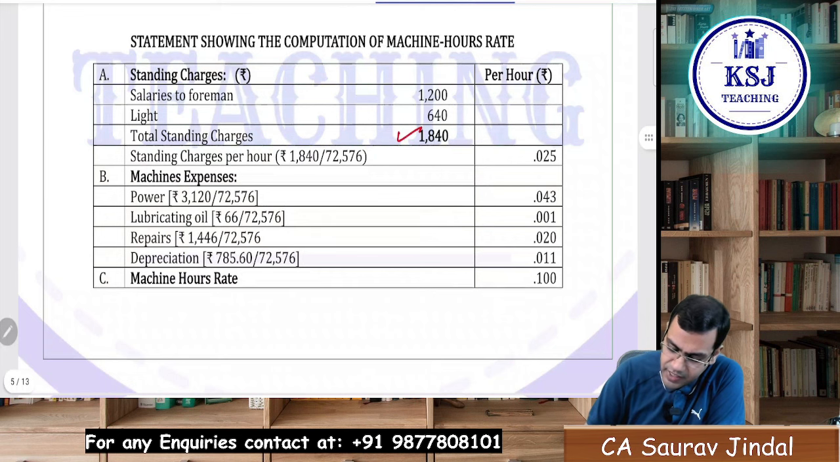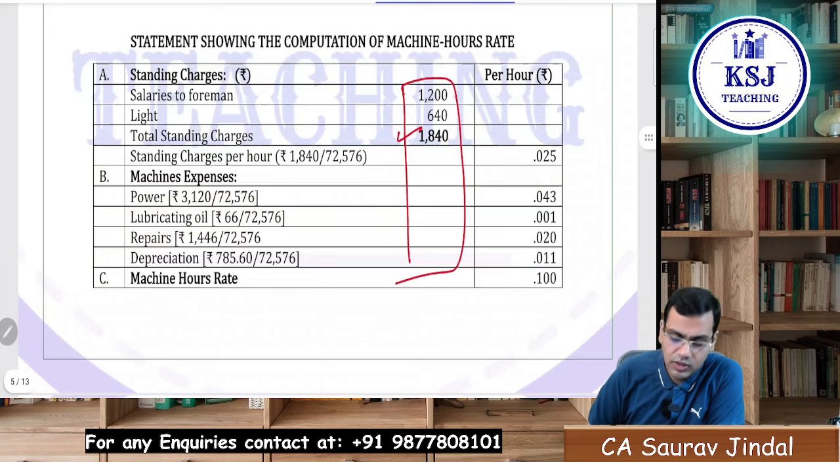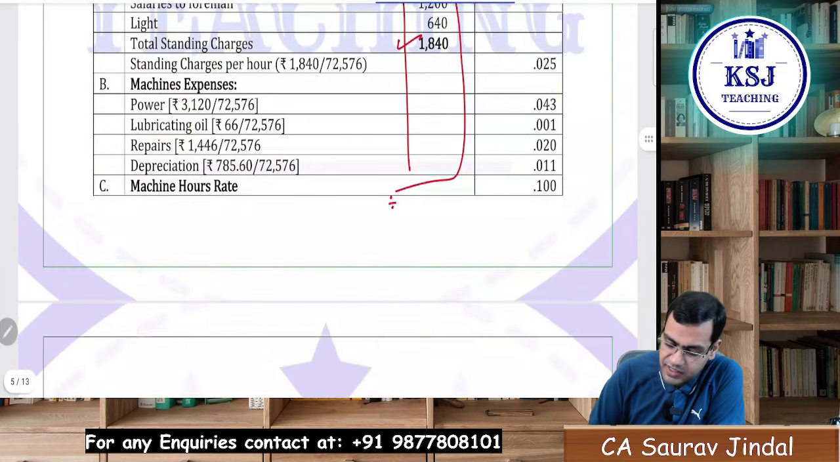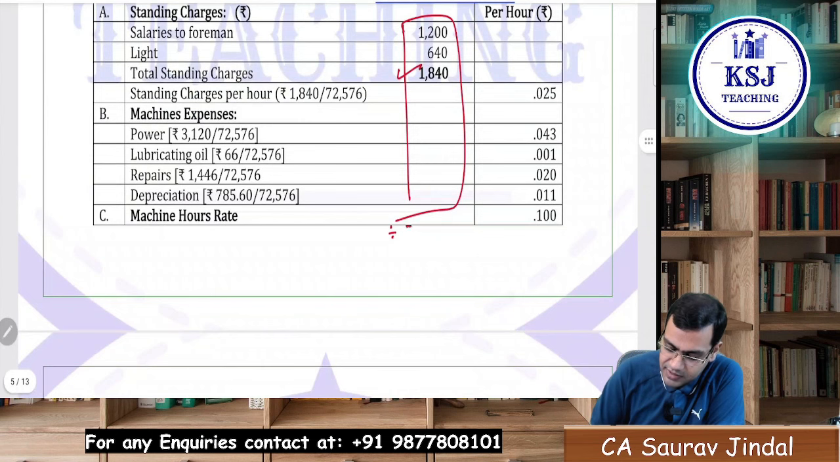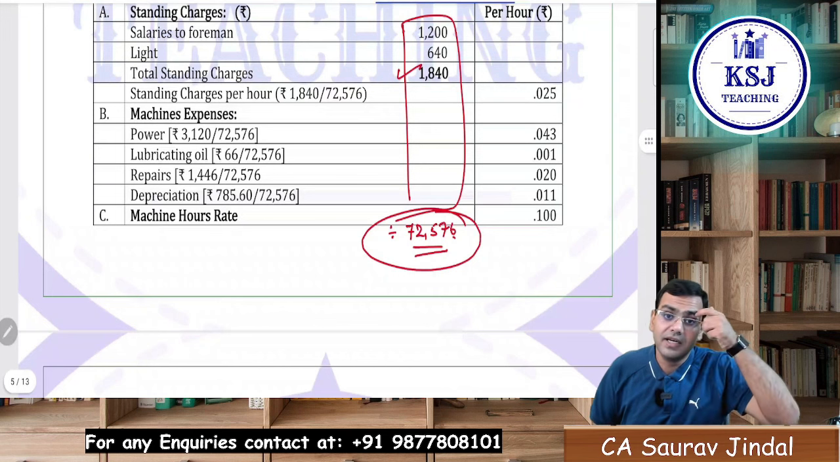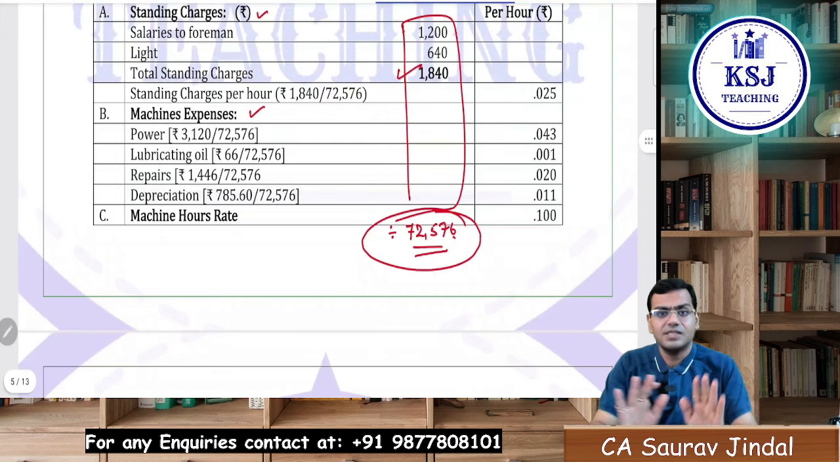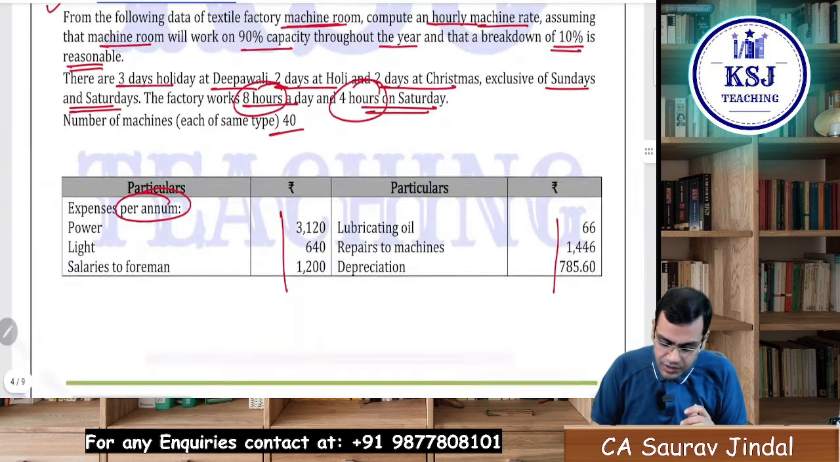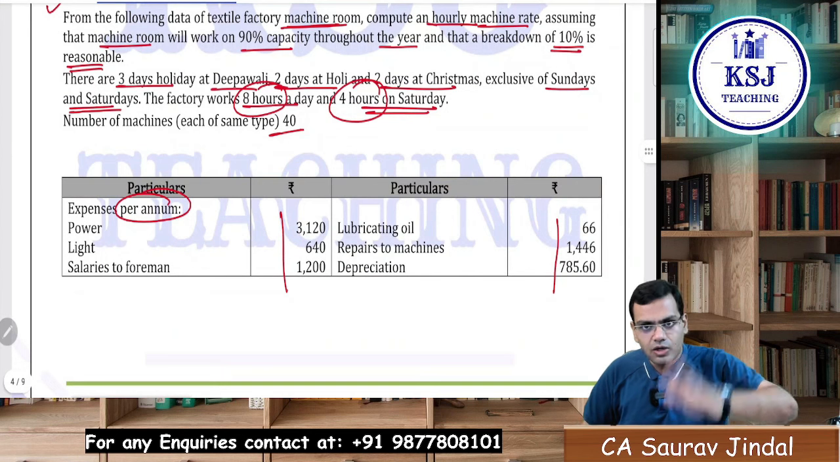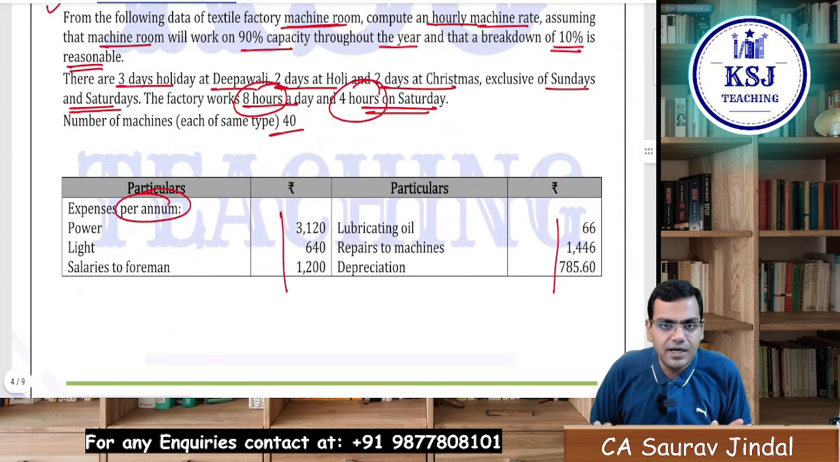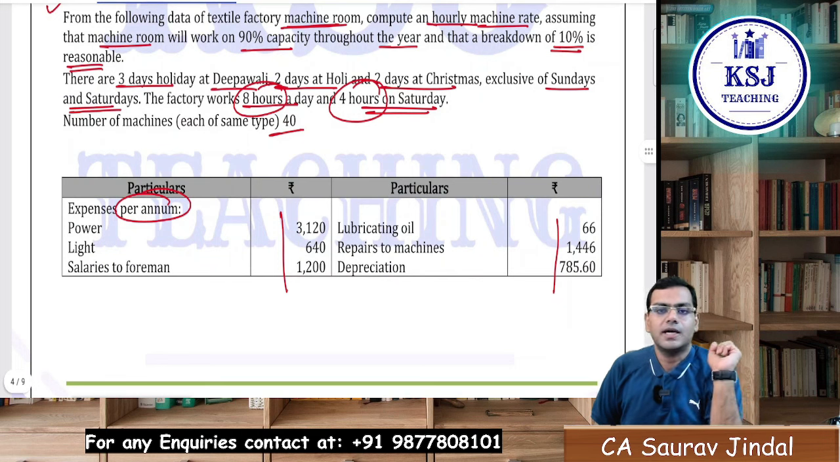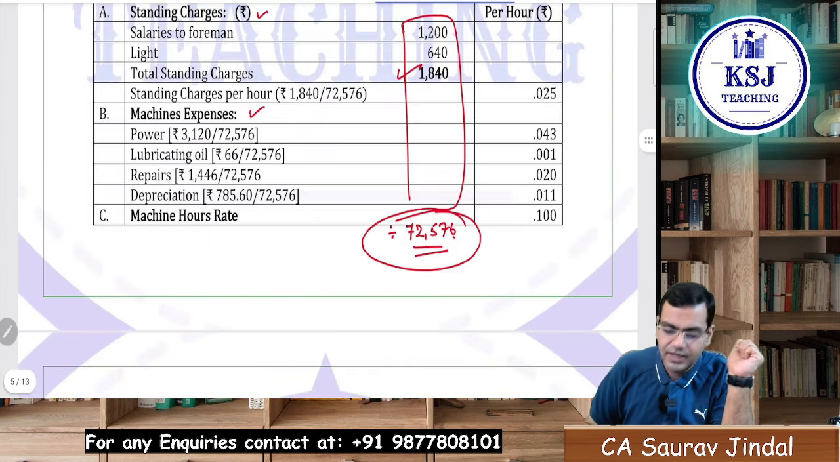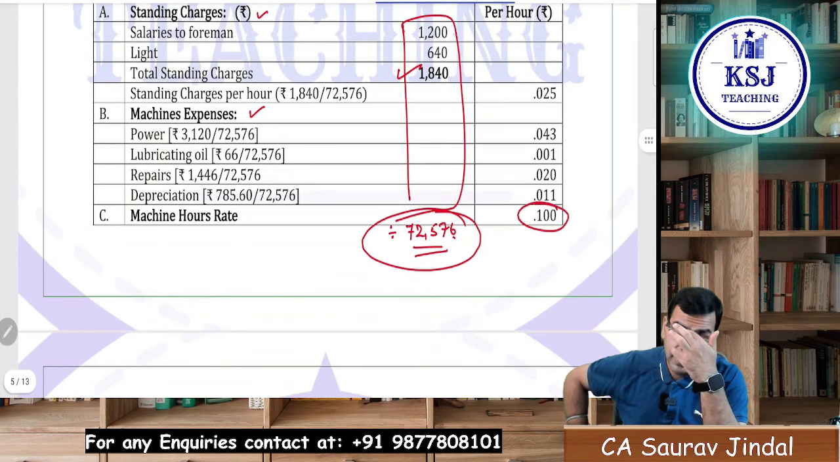Or you can take the total overheads divided by the effective machine hours, that is 72,576. If you do not want to bifurcate them into standing charges and machine expenses, even then it is fine. Simply write all these 6 overheads divided by the effective machine hours. You will get the machine hour rate, and even that will be 101% correct. This is the effective machine hour rate that you will be getting.